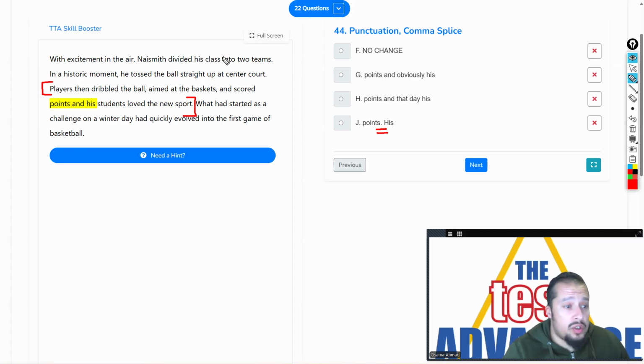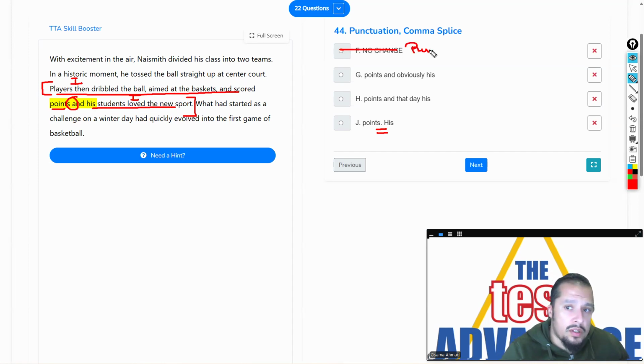You're thinking too much, guys. Players then dribbled the ball, aimed at the baskets, and scored points. Independent idea. His students loved the new sport. Independent idea. There is nothing between them. We have to put punctuation between them. So F is wrong. F is a run-on sentence.